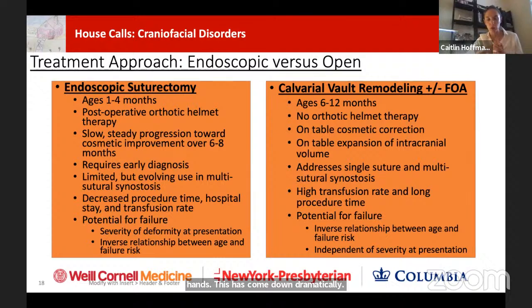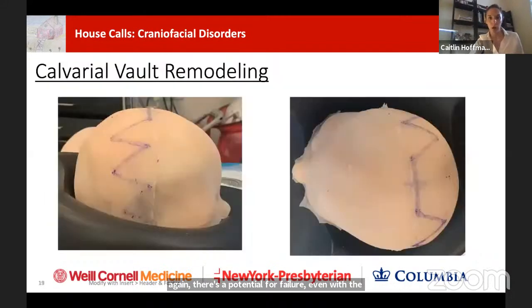There's a longer procedure time. This takes about 6 hours. We have it down to about 4 in simple and straightforward patients. But again, there's a potential for failure even with the open approach. So some of these children will go on to need a revisionary procedure at an older age. So let's just look at what these look like a little bit.